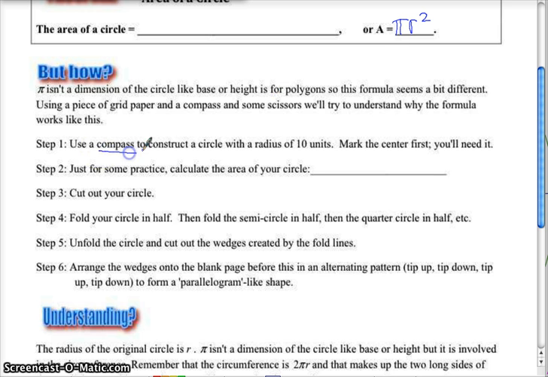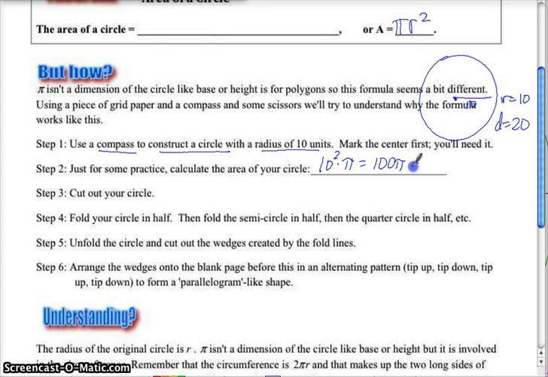So first of all, use the compass to construct a circle with a radius of 10 units. You can open up your compass and make it 10 of any type of unit. So my radius is equal to 10 units right here, which means my diameter is then equal to 20. It says, just for some practice, calculate the area of your circle. So the area of my circle is just going to be 10 squared times pi, or 100 pi, right? Or if you're plugging that in and rounding, we would get approximately 314.16 units squared.